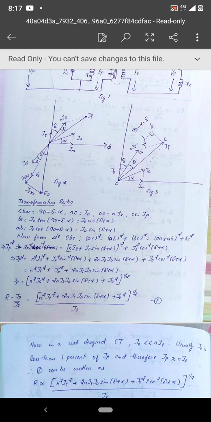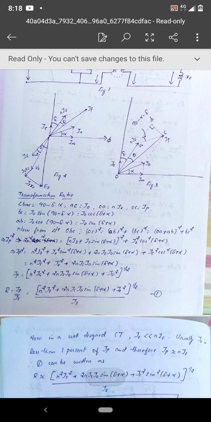So what is the total angle? The total angle is 90 degree. From that, to get that angle, you have to subtract delta and alpha. That is the angle 90 minus alpha minus delta. Then you have to use the Pythagoras theorem. Hypotenuse square equals the sum of the squares of the other two sides. So OC square equals OB square plus BC square.